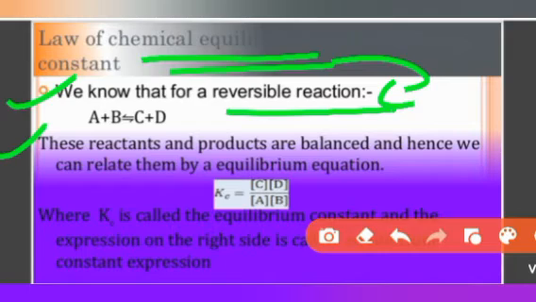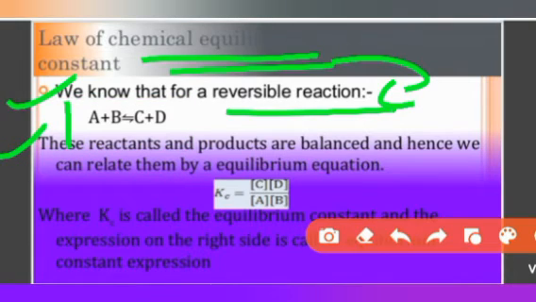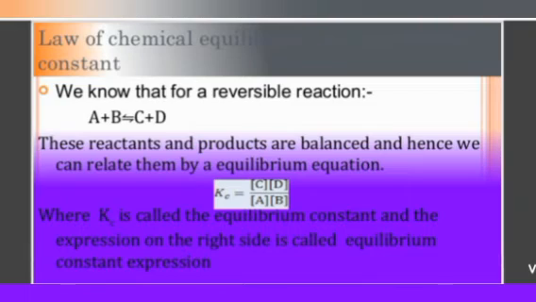So these reactants and products are balanced. If they are balanced, only then it is known as equilibrium. Hence we can relate them in an equilibrium equation this way: Kc is equal to the molar concentration of C and D upon the molar concentration of A and B, where Kc is called the equilibrium constant and the expression on the right hand side is called the equilibrium constant expression.